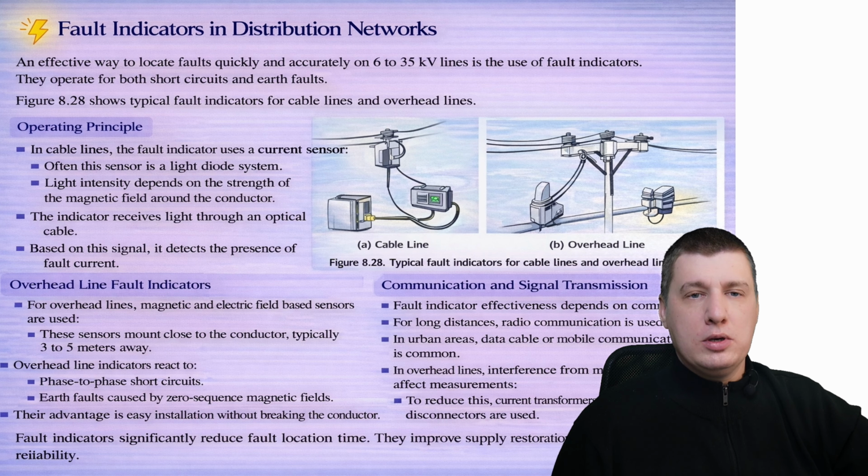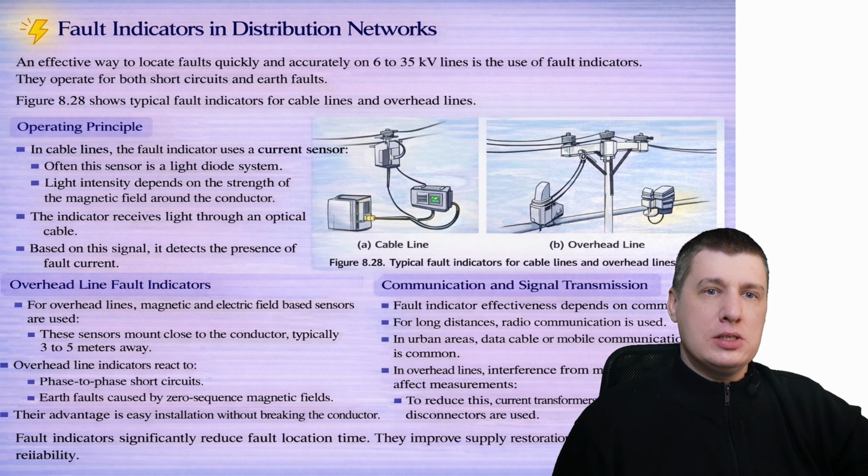An effective way to locate faults quickly and accurately on the 6 and 35 kV lines is the use of fault indicators. They operate for both short circuit and earth faults. Typically, there are fault indicators for cable lines and for overhead lines.